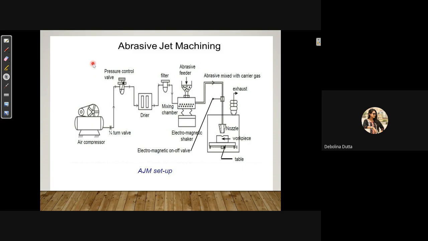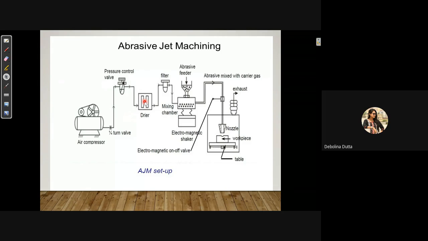The first thing we require is an air compressor, because we require a gas. Gas is fed through the valve, which is mainly a quarter-turn valve. Okay, from there it comes to the air filter. Before the pressure control, there should be an air filter. Okay, the filter removes the moisture and oil from whatever air is coming in the flow. Okay, then it is going to the dryer.